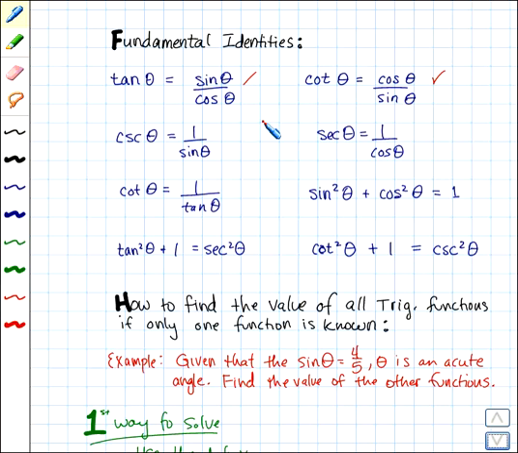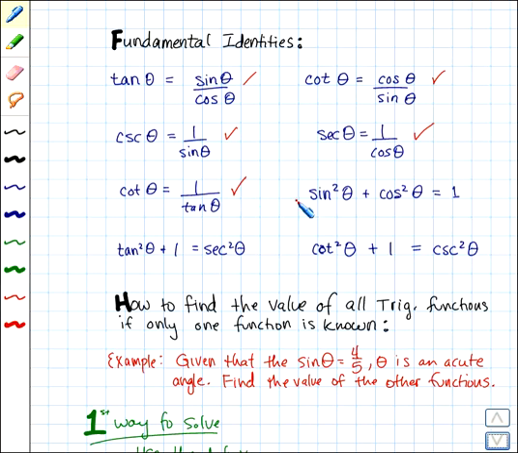Next, we have what we call reciprocal identities. The cosecant of theta is equal to 1 over sine of theta. The secant of theta is equal to 1 over cosine of theta. And the cotangent of theta is equal to 1 over tangent of theta.